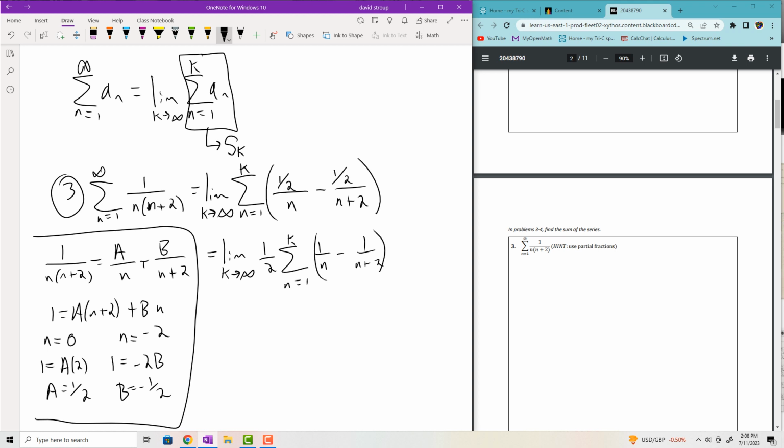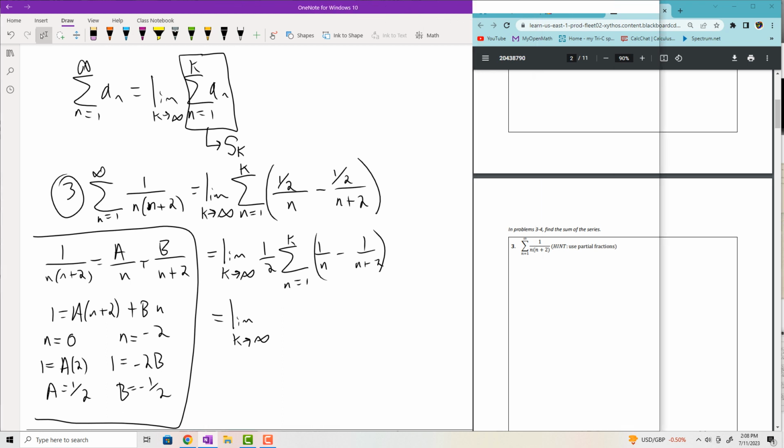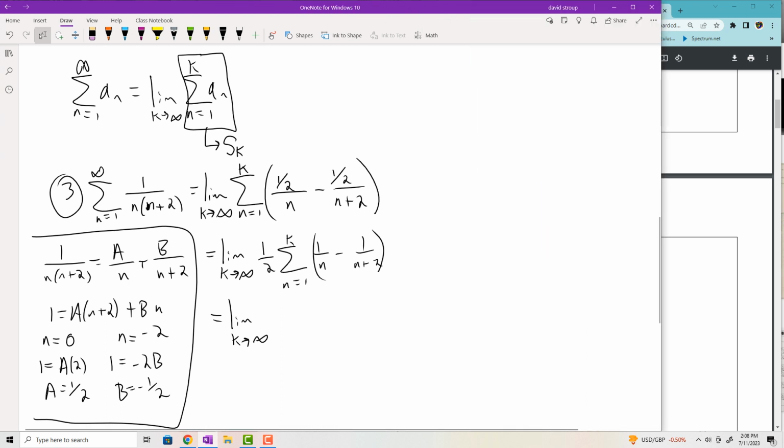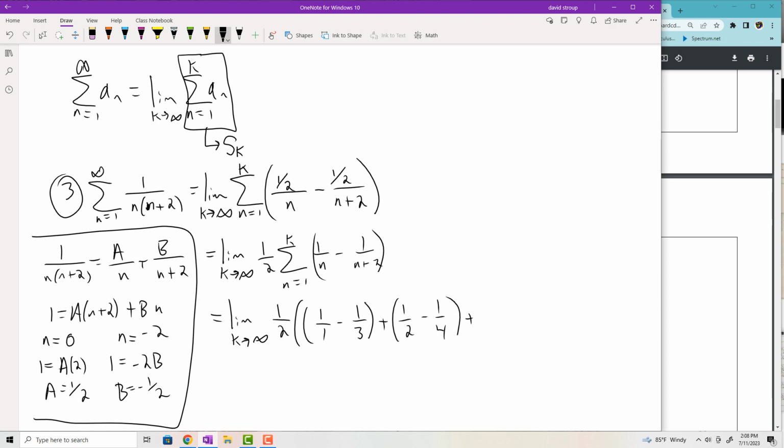Alrighty then. So finally I'm going to go ahead and expand that sum. Usually the way I approach it is to do the first couple terms and the last couple terms just so I can see the pattern of cancellation. So I get 1/2 times, when n is 1, 1 over 1 minus 1 over 3. When n is 2, 1 over 2 minus 1 over 4. When n is 3, 1 over 3 minus 1 over 5. And just for good luck, I'll put one more in here: 1 all over 4 minus 1 over 6. And then plus dot, dot, dot, plus.